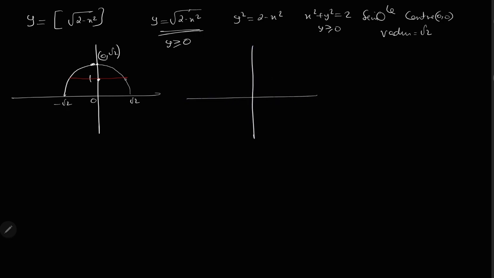So you see, this point I want to know. This one, how to find that point? This is y equal to root of 2 minus x square, that is equal to what? 1. So what is 2 minus x square? 1. So what is x square? x square will be 2 minus 1, 1. So x is plus or minus 1. Okay, so this is 1, 1 to root 2.